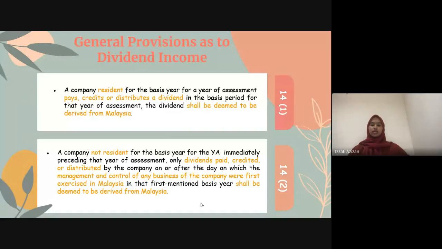Next is the general provision as to dividend income. Section 14, subsection 1 states that if the company is resident, then for the basis year for the year of assessment, dividends paid, credited or distributed shall be deemed to be derived from Malaysia. Section 14, subsection 2: if the company is not resident, only dividends paid, credited or distributed by the company on or after the day on which the management and control of any business of the company were first exercised in Malaysia shall be deemed to be derived from Malaysia.